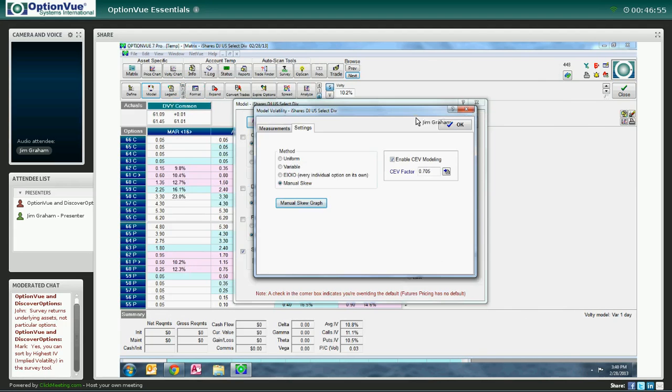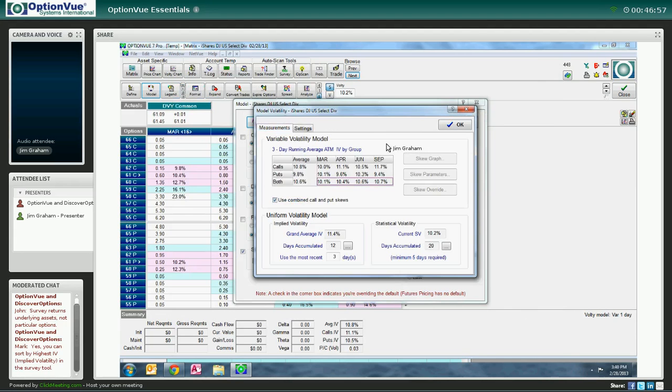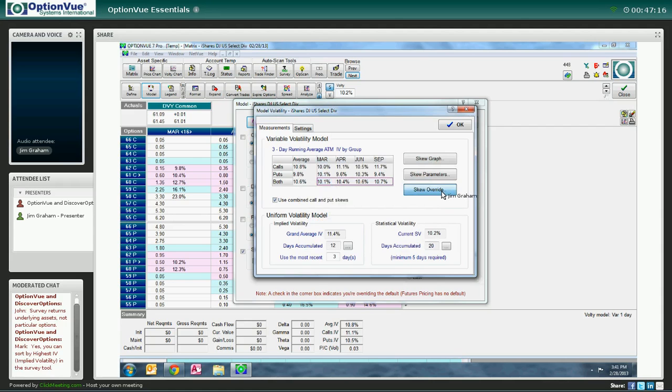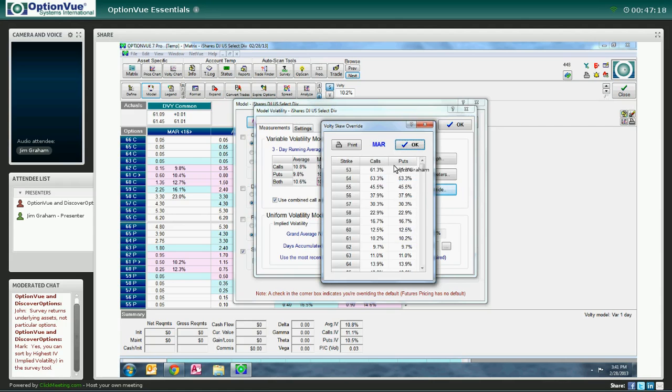So hopefully that's a little easier to see. Behind each of these, there is a skew graph, the skew parameters, which would show you basically the coefficients that are used in the curve. Every quadratic equation describes a curve, and this would be like the ABC there. And a skew override, which just shows you what some of the measures are at each strike, calls, and puts.